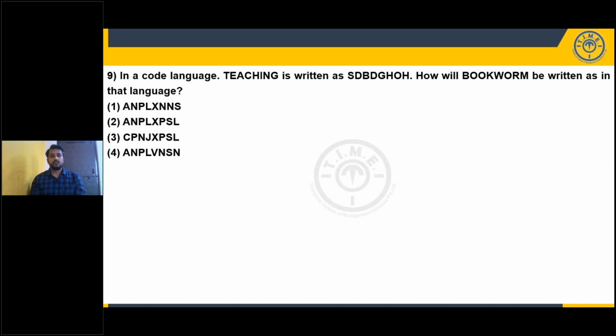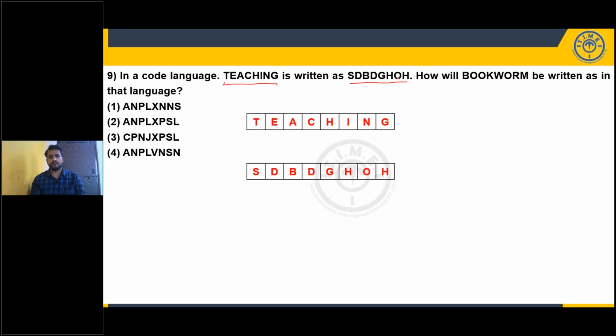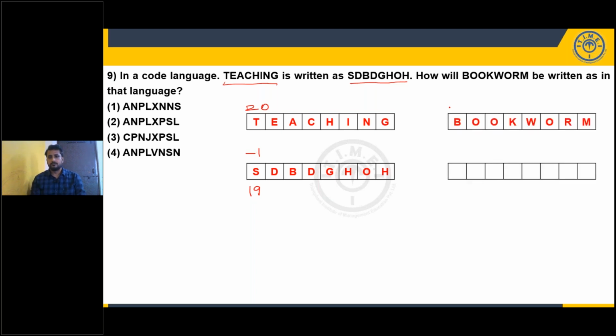Now, in a code language, teaching is written as SBDDGH. How will bookworm be written? Letters in the word and letters in the code are completely different, so first to first is not possible. First to last: T's place value is 20, S's is 19, so -1. Let's check with bookworm. B's place value is 2, -1 is 1, so A. How many options start with A? 3 options. So my logic from first to first is correct.